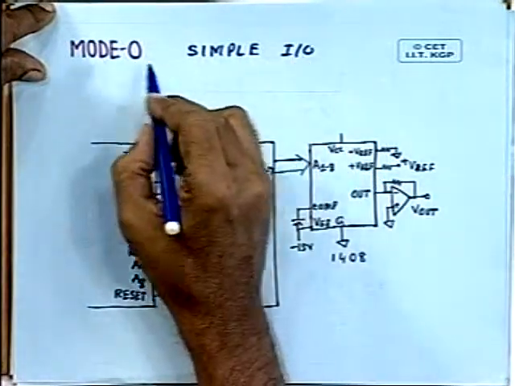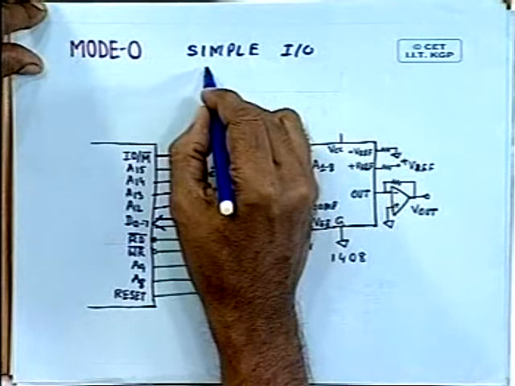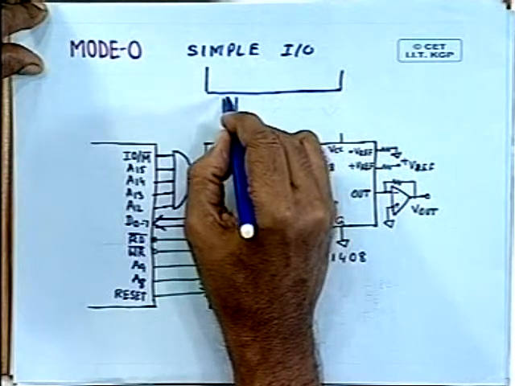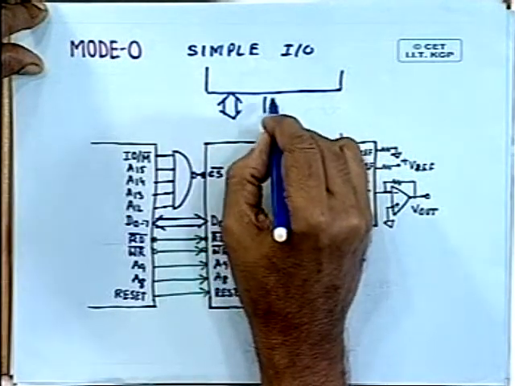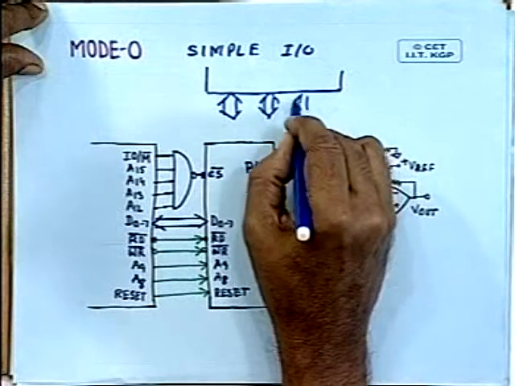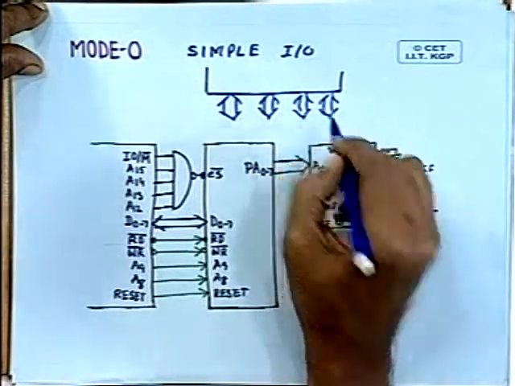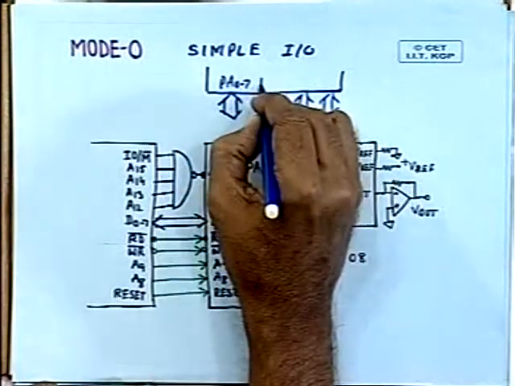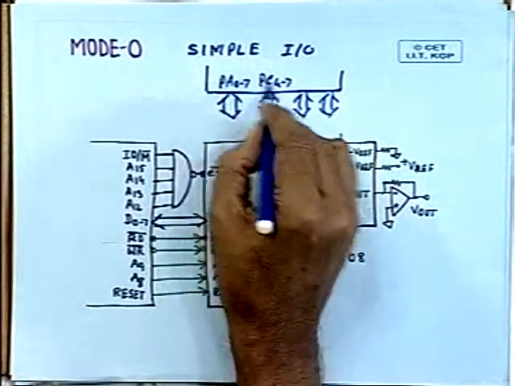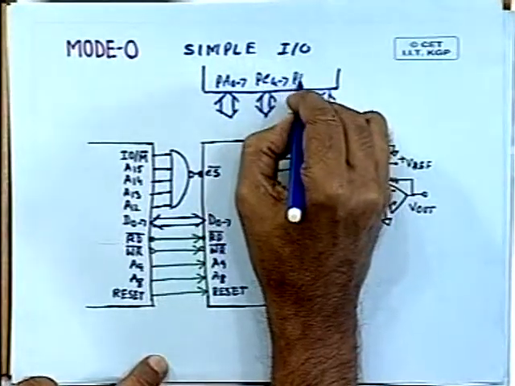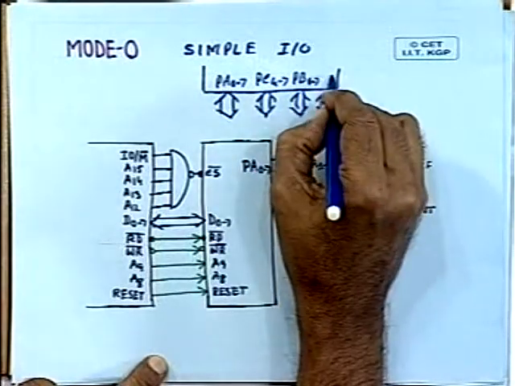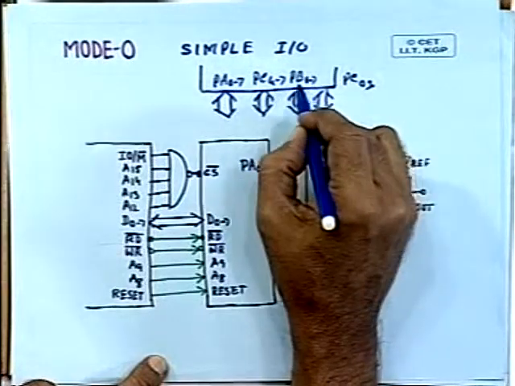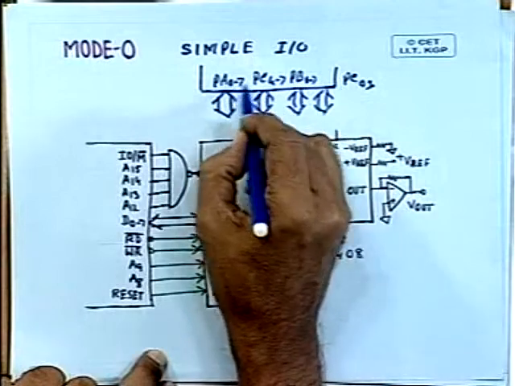It is used for using the 8255 in simple I/O mode, and in this particular case the 8255 provides you 4 I/O ports. Here it is PA 0 to 7, PC 4 to 7 under group A, then PB 0 to 7 and PC 0 to 3, these lines under group B. So these lines come under group B and these two come under group A.